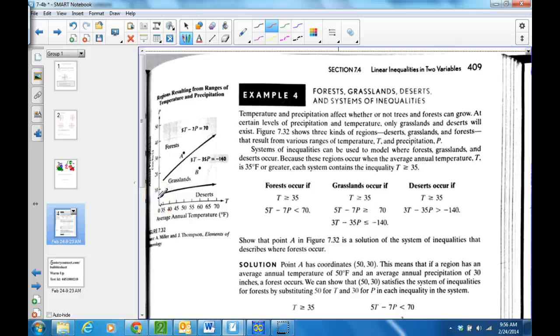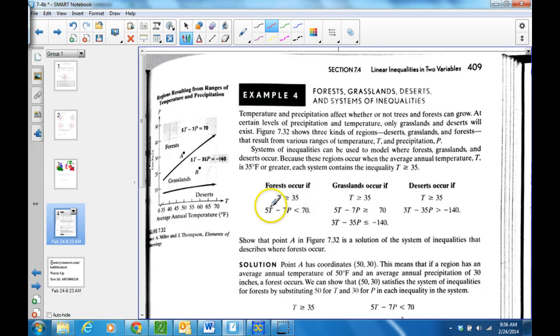This problem is out of your book on page 409, and it's an example of how applications are used for inequalities. It's talking about where deserts, grasslands, and forests occur, based on precipitation and temperature. Right away, forests can occur if the temperature is greater than 35, and that's true for all three of these situations.